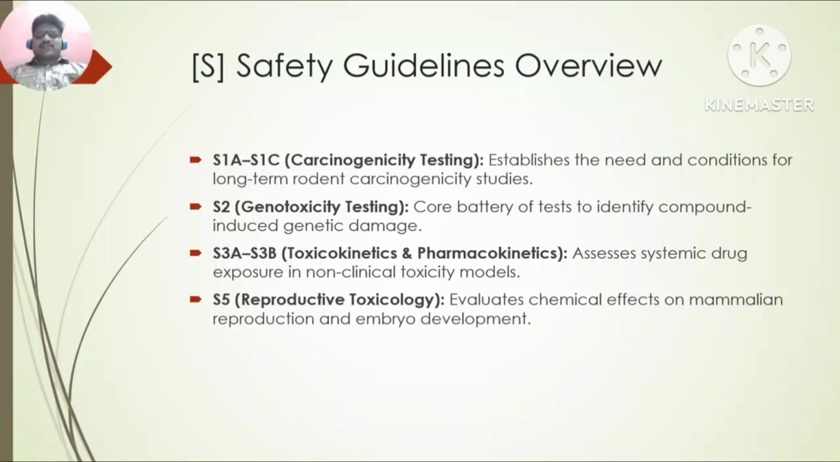S3 is also again subdivided into A to B, toxicokinetics and pharmacokinetics. It assesses systemic drug exposure in non-clinical toxicity models. S5 for reproductive toxicology evaluates chemical effects on mammalian reproduction and embryo development.